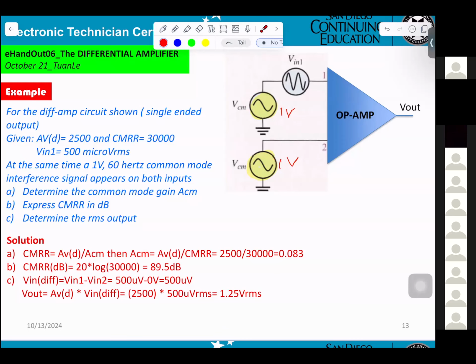Number A, determine the common mode gain ACM. The calculation: the common mode rejection ratio is AVD divided by ACM. That gives you ACM equals AVD divided by CMRR. That means 2,500 divided by 30,000. They are already given to you here.